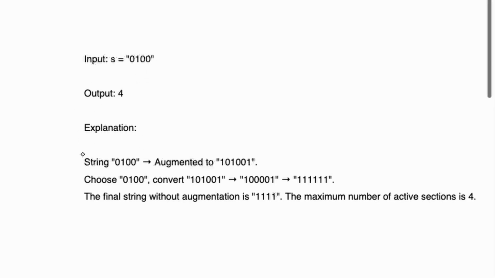Looking at the example 0, 1, 0, 0, we're going to output 4. The explanation is that first we take that string and augment it, like shown in our note, adding a 1 to the beginning and the end. Then we choose the 0, 1, 0, 0 string and do the trade on it. First we convert the entire thing to zeros. Then we take this block of zeros as the second part of our trade and convert it all to ones. So the final string without the augmentation is 1, 1, 1, 1, which is a length of 4.